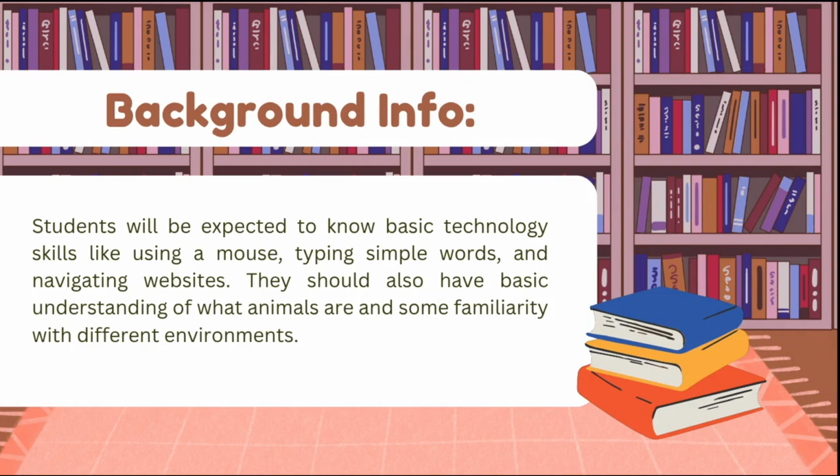Some information that the students needed to know before we started our lesson was basic technology skills like using a mouse and keyboard, being able to type simple words, and being able to navigate different websites throughout our digital apps located in our ClassLink. And then they should have a basic understanding of what animals are and be able to differentiate the environments they live in.